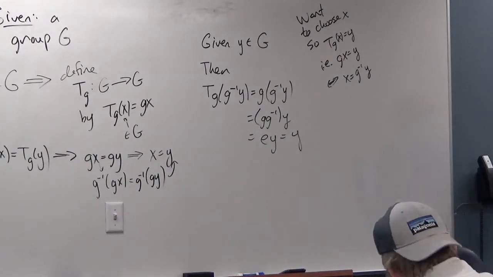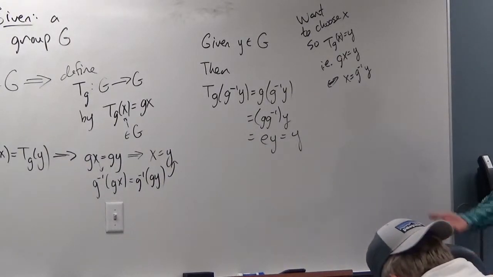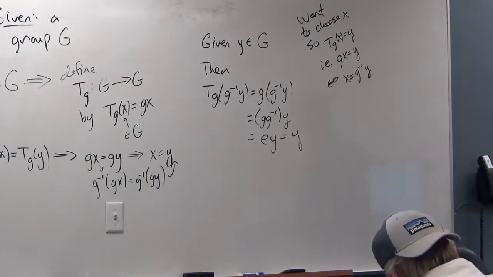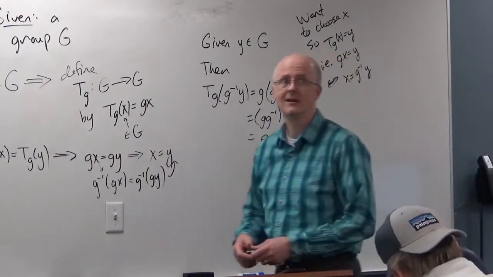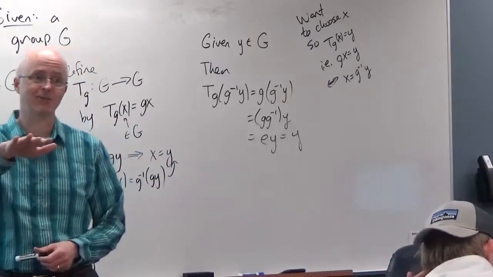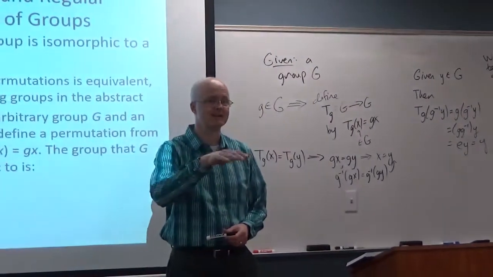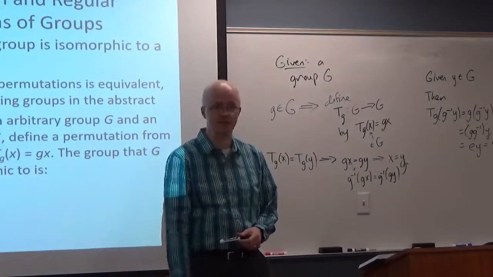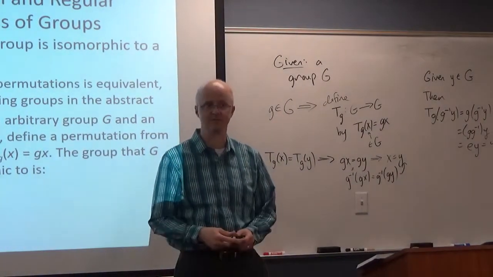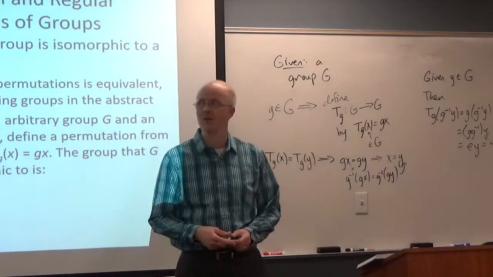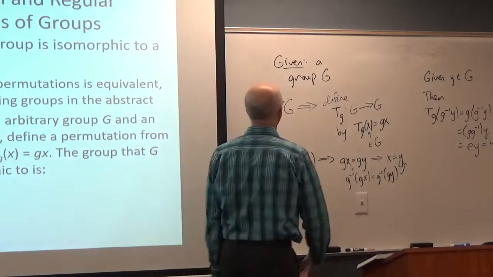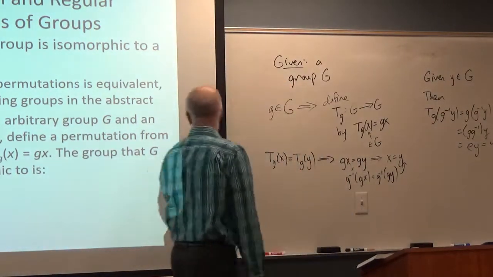Now we're verifying T sub g is a permutation. Not an isomorphism. I don't have to verify operation preserving. That's not what we're talking about here. It's just got to be one-to-one and onto from G to itself. It's a permutation. Okay, so that's all fine and good, but are we done?